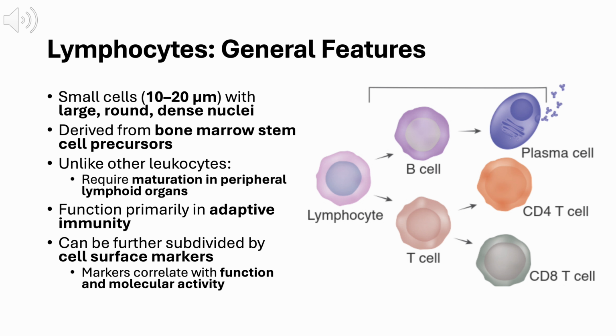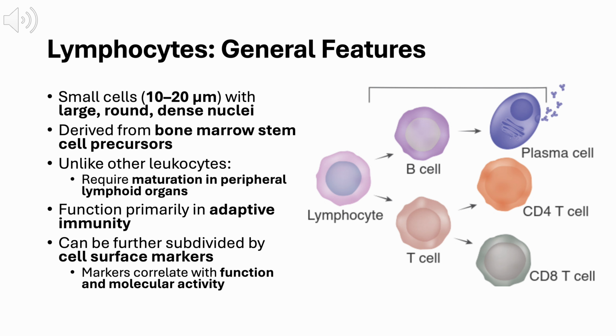Having reviewed the major myeloid cells, we can now turn to lymphocytes, the principal cells of adaptive immunity. Lymphocytes are relatively small cells, typically measuring about 10 to 20 micrometers, with a large, round, densely staining nucleus and only a thin rim of cytoplasm. They arise from bone marrow stem cell precursors, but require further maturation within lymphoid organs before becoming fully functional.